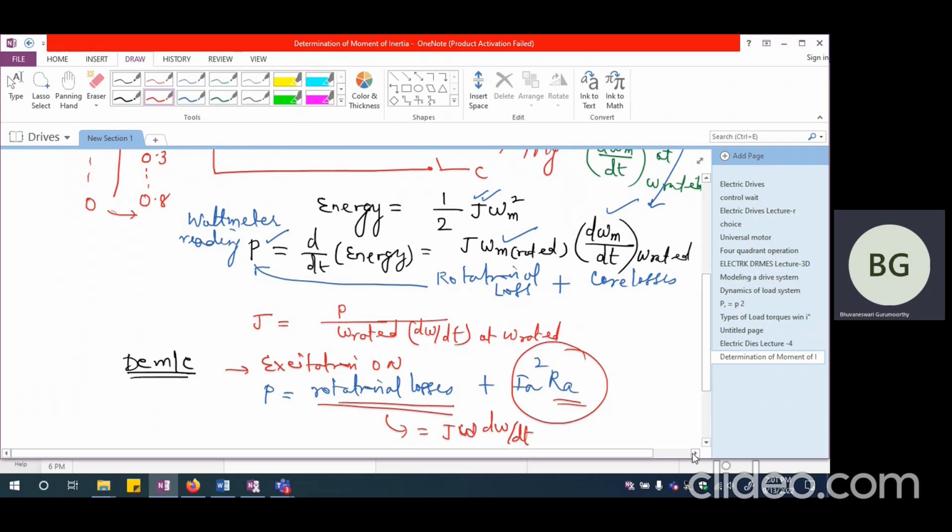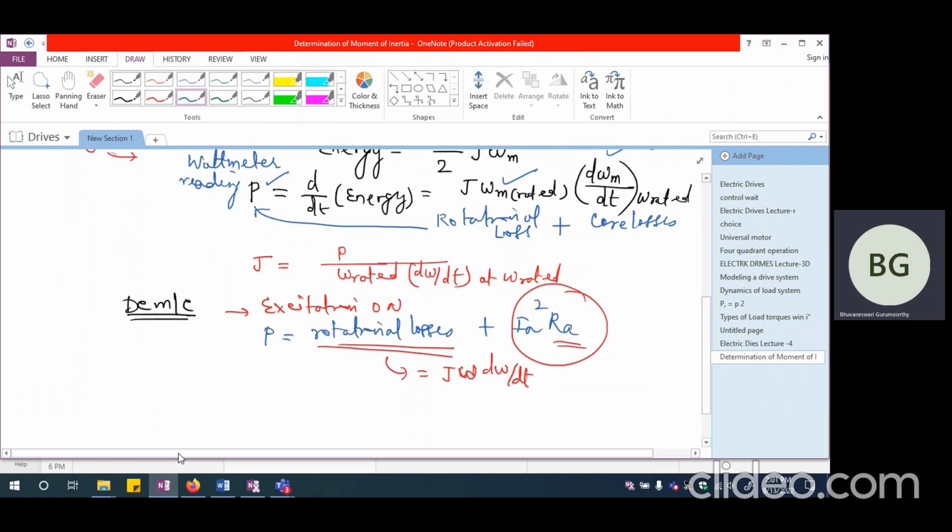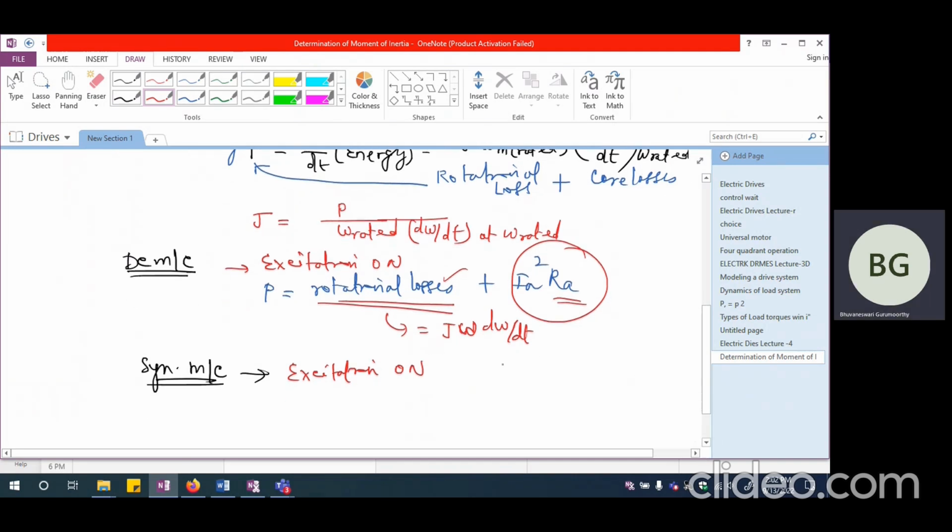And if we are talking about a synchronous machine, we should again be able to keep the excitation on. So excitation can be on in this case also, so that the core losses are taken care of. The same kind of calculation will hold good for a synchronous machine as well. Of course, it must be three-phase, so you have to calculate 3 IA square RA. So that should also give you the moment of inertia quite accurately.